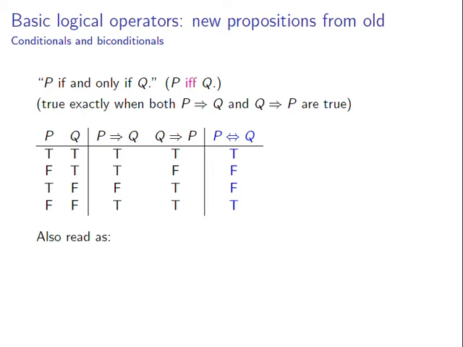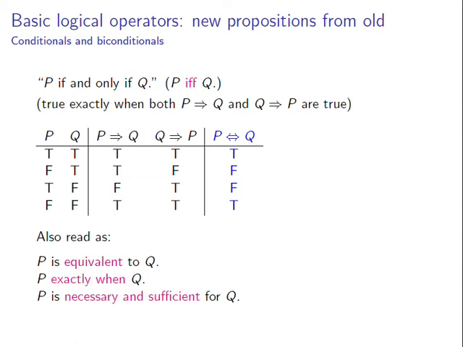Some common alternative ways of saying P if and only if Q are: P is equivalent to Q, P exactly when Q, P is necessary and sufficient for Q. Note the use of the phrase exactly when, which is also what we have been using when stating definitions. This is because all definitions are biconditional statements.